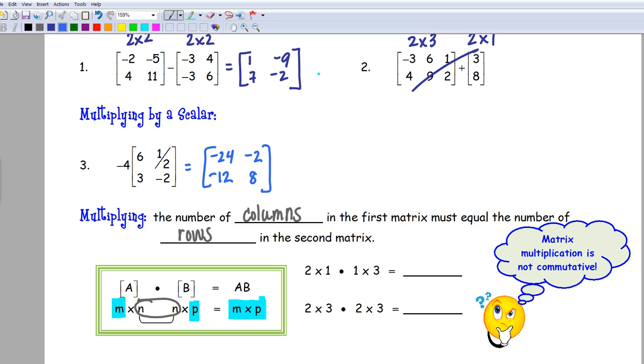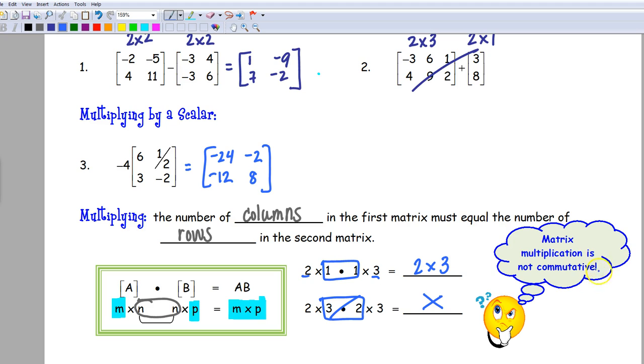Okay, so let's look at that. A 2 by 1 times a 1 by 3. Yes, those are the same. The resulting matrix has a dimension of a 2 by 3. 2 by 3, 2 by 3. Those are not the same. Those cannot be multiplied.